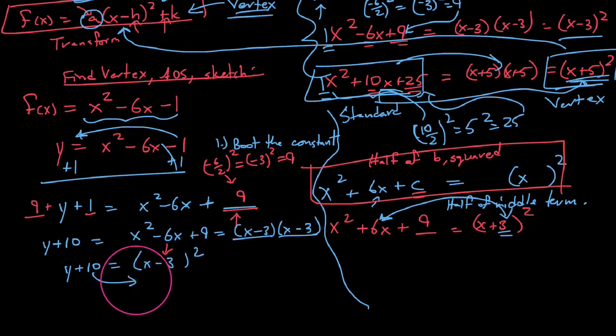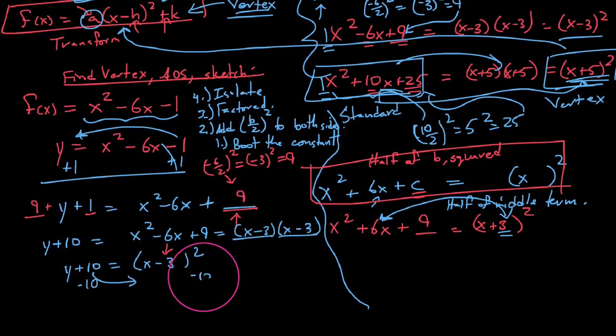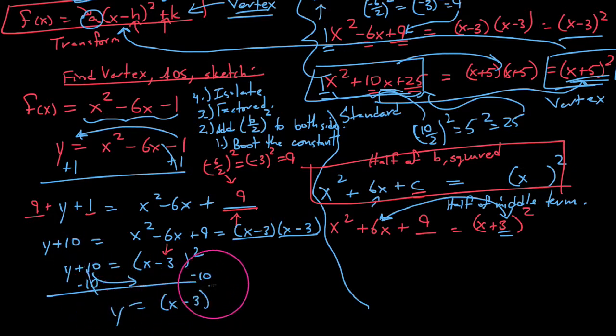So the last thing I want to do is this, okay? So we said boot the constant. Step 2, we'll go backwards here. Step 2 is add b halves squared to both sides. Okay, and then we factored, and then we also isolate y. So what we're going to do here is get y back by itself. If I were to take 10 away from both sides, what we would end up with is this. We'd say y equals x minus 3 squared minus 10.